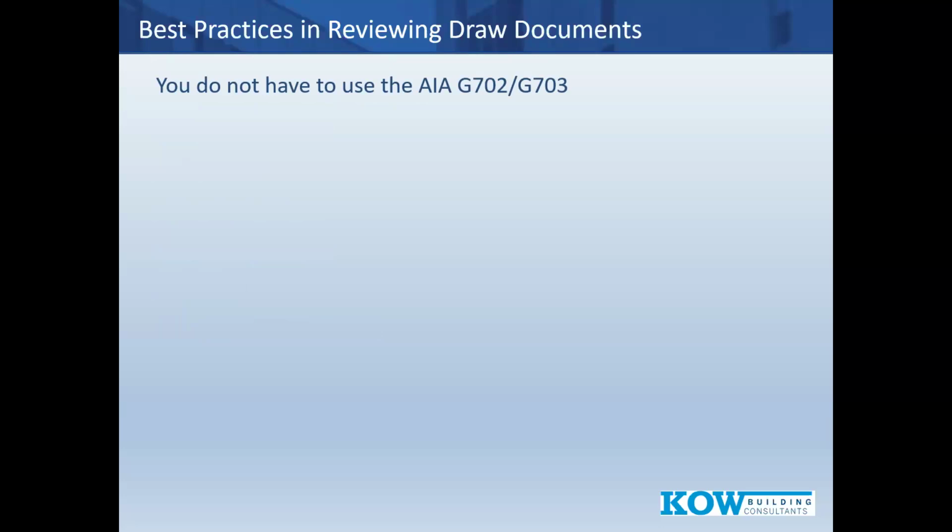Let's make sure we understand you don't have to use the AIA G702 or 703 by law. It's not a law. Now, you could have a housing finance agency that dictates it. You could have a financial institution, a syndicator, etc., but it's not a law. You don't have to use it by law.